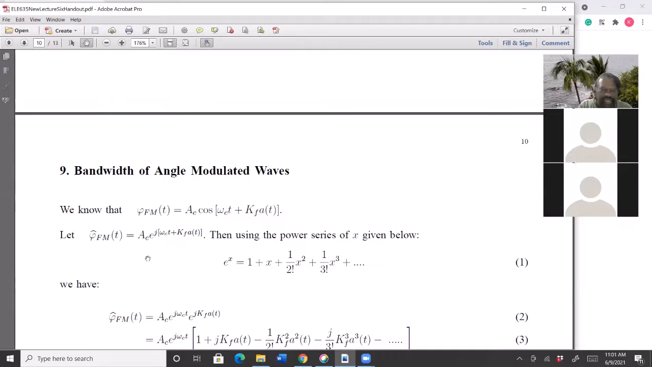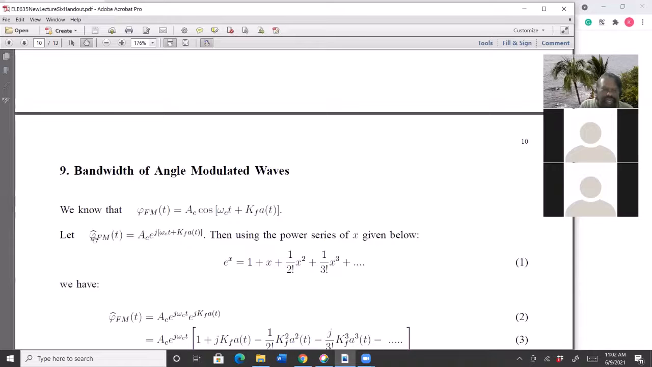We are just making this up. Why? Because the real part of this is this one. This has a complex part and a real part. e^{jθ} is equal to cos θ + j sin θ. So if you take the cos part, it is cos(ω_c t + kα(t)). So the real part of this complex number is what we want. We will first expand the complex number, and at the end we will take only the real part.